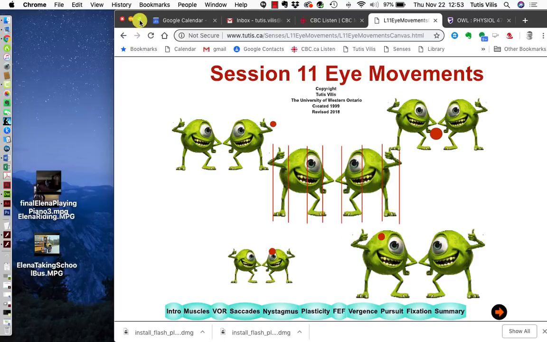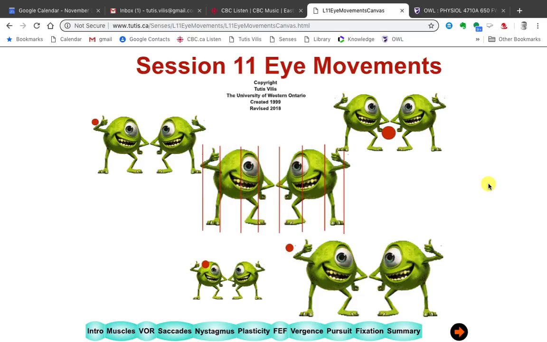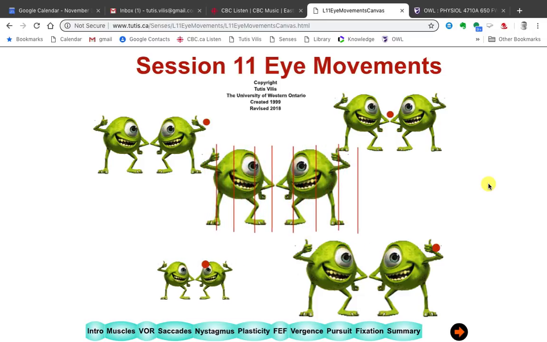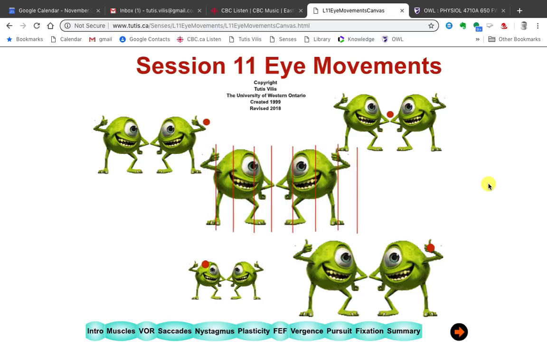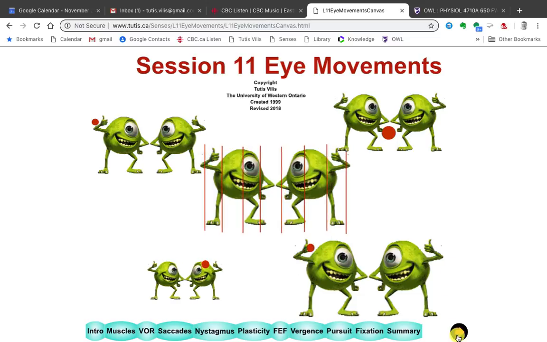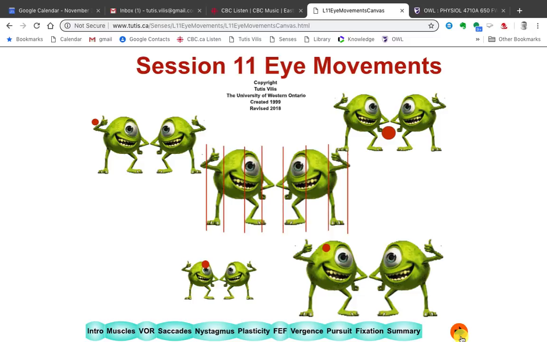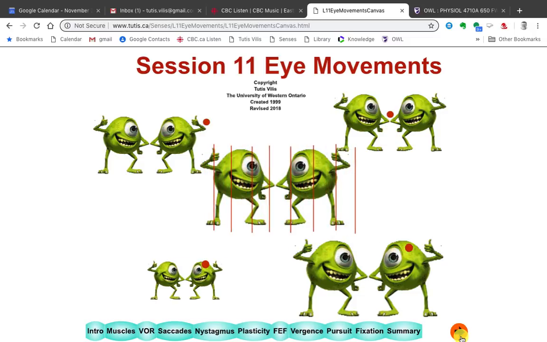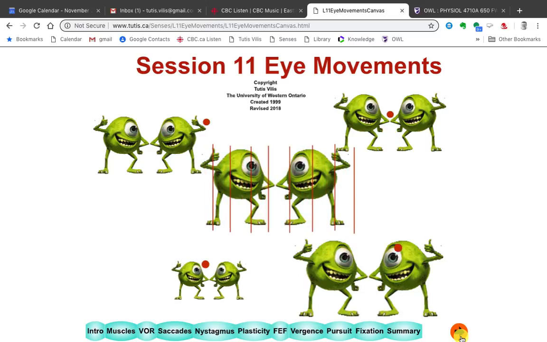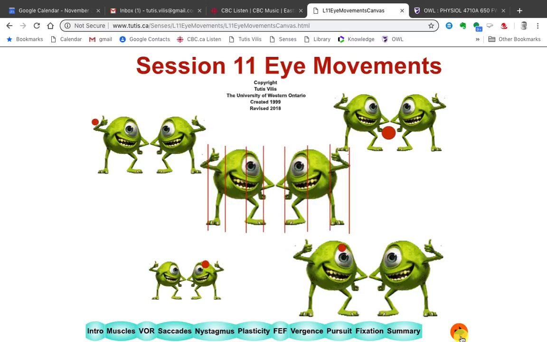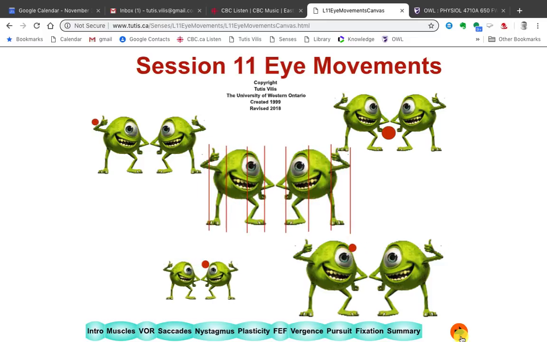So the second to last lecture is on eye movements, and you might think that it's kind of odd to have eye movements as a topic in a sensory physiology class, but eye movements are very important for your ability to see clearly.